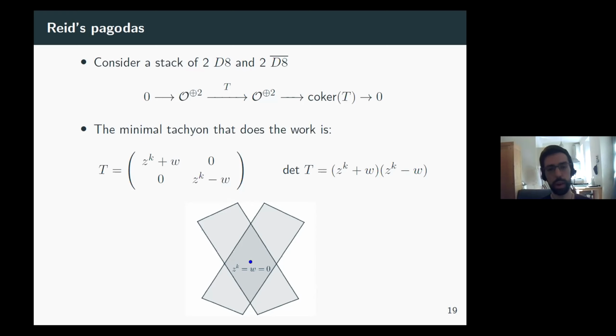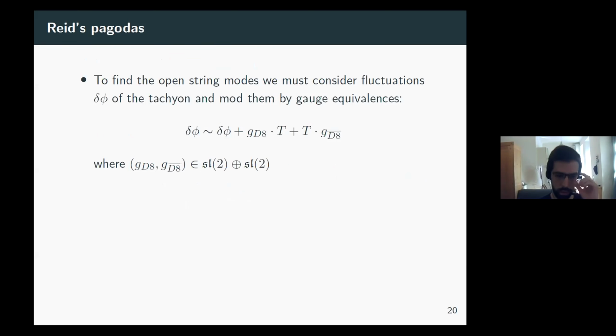And what we want to do now is to compute the open string modes that stretch from one brane to the other near the intersection point. In order to do this, we have to consider the fluctuations delta phi of the tachyon and mod them by the gauge equivalences, where now these matrices G D8 and G anti-D8 belong to the algebra SL2 plus SL2.